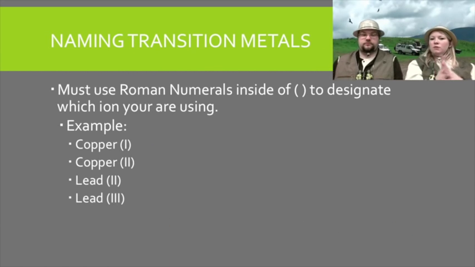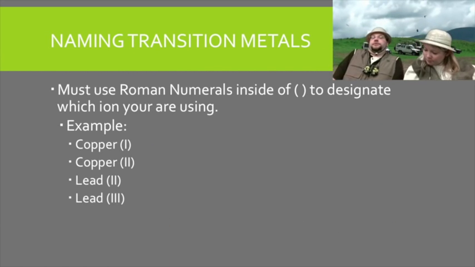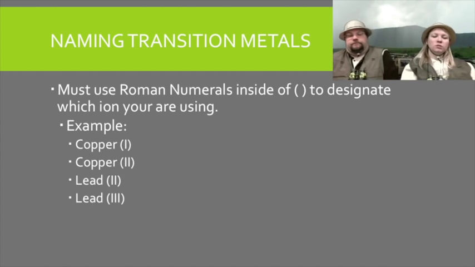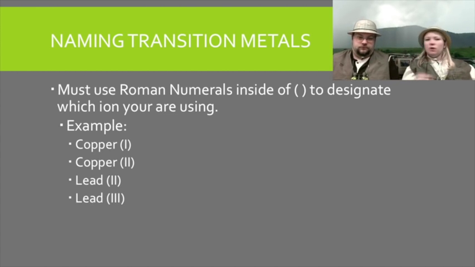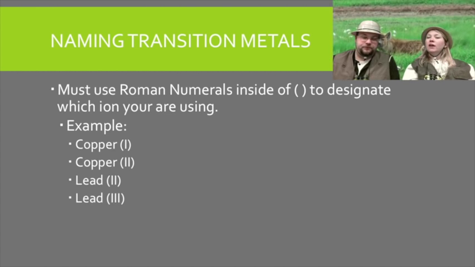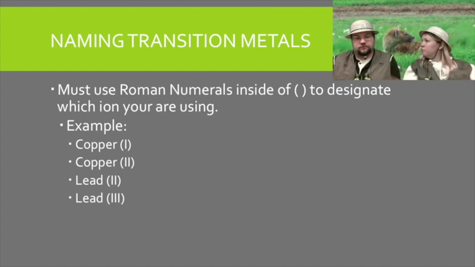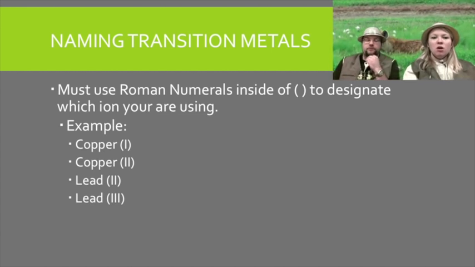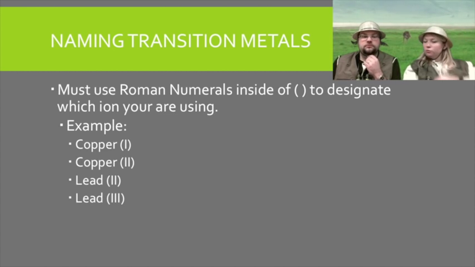Now is when it gets a little bit tricky: Roman numerals. What's crazy is that transition metals are a little goofy. They're weird. They have multiple possibilities for ions, so we have to designate that, make that known, and show it in some way. What we do here is we use Roman numerals.